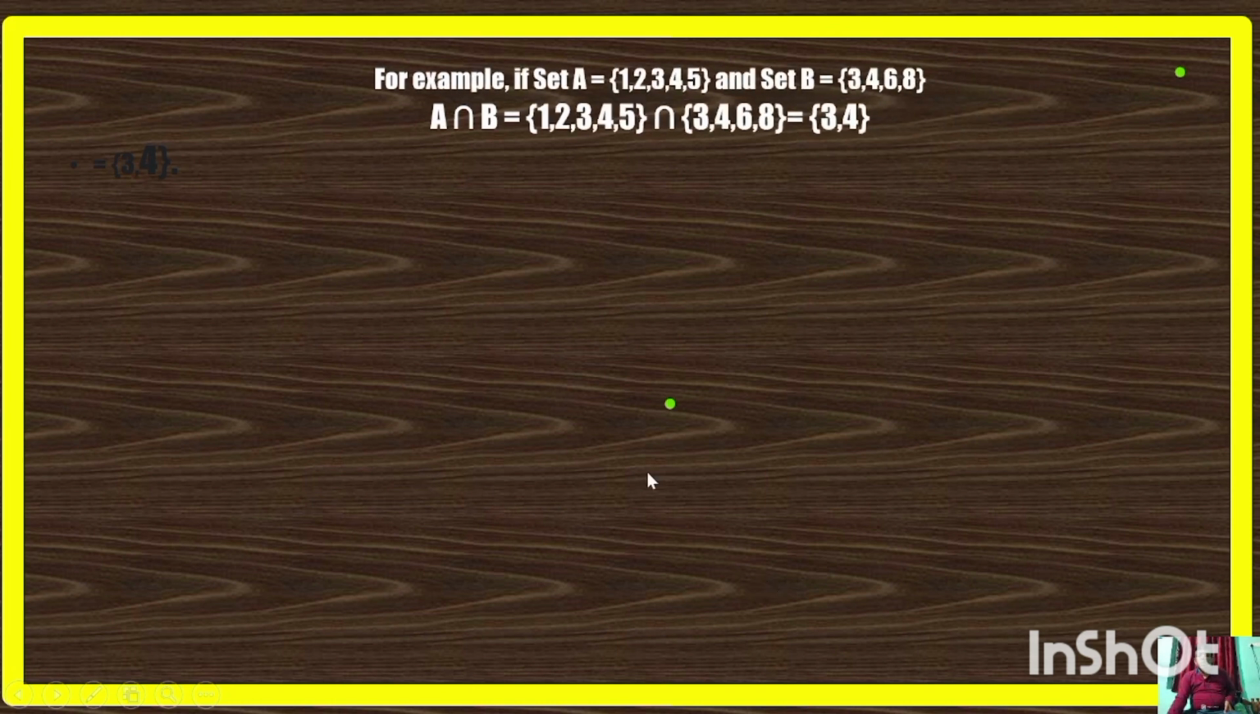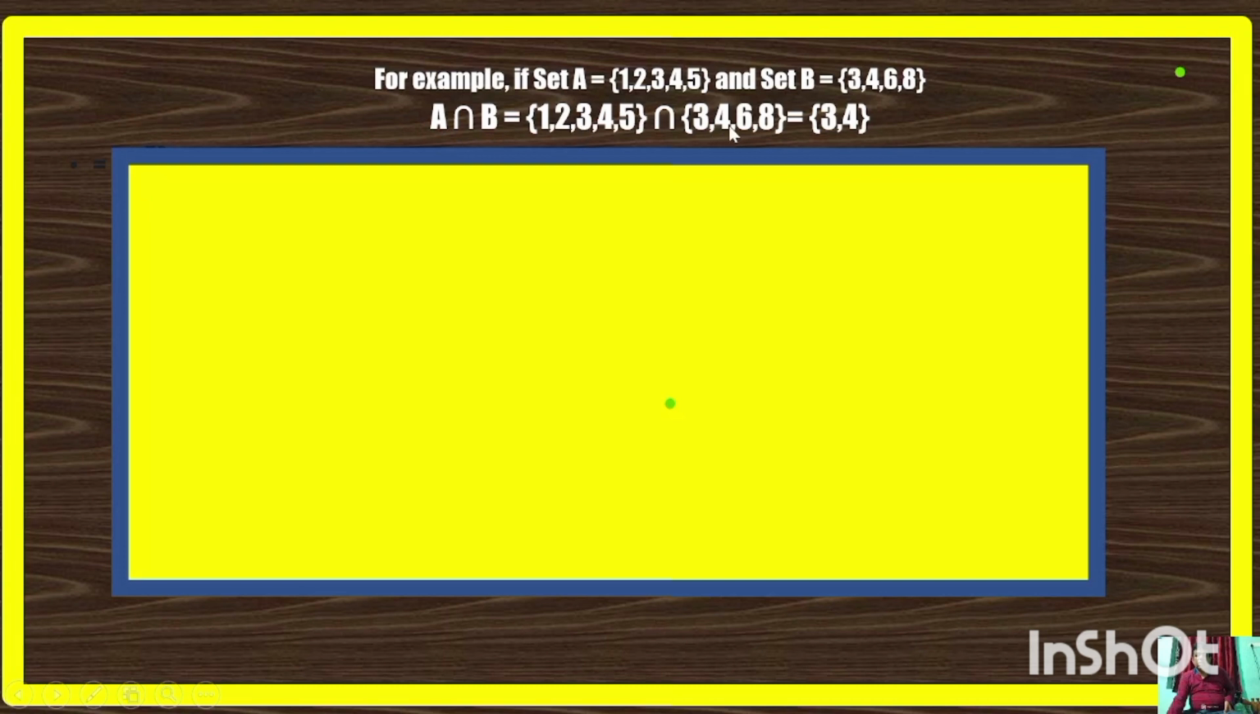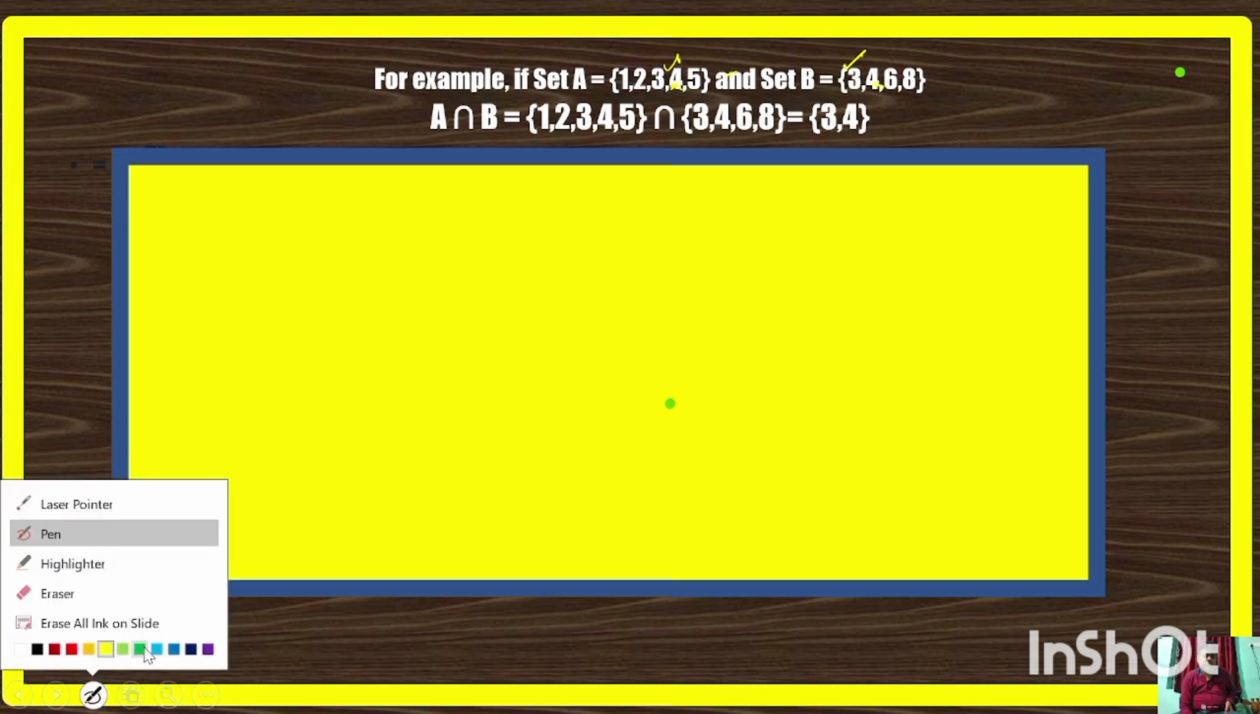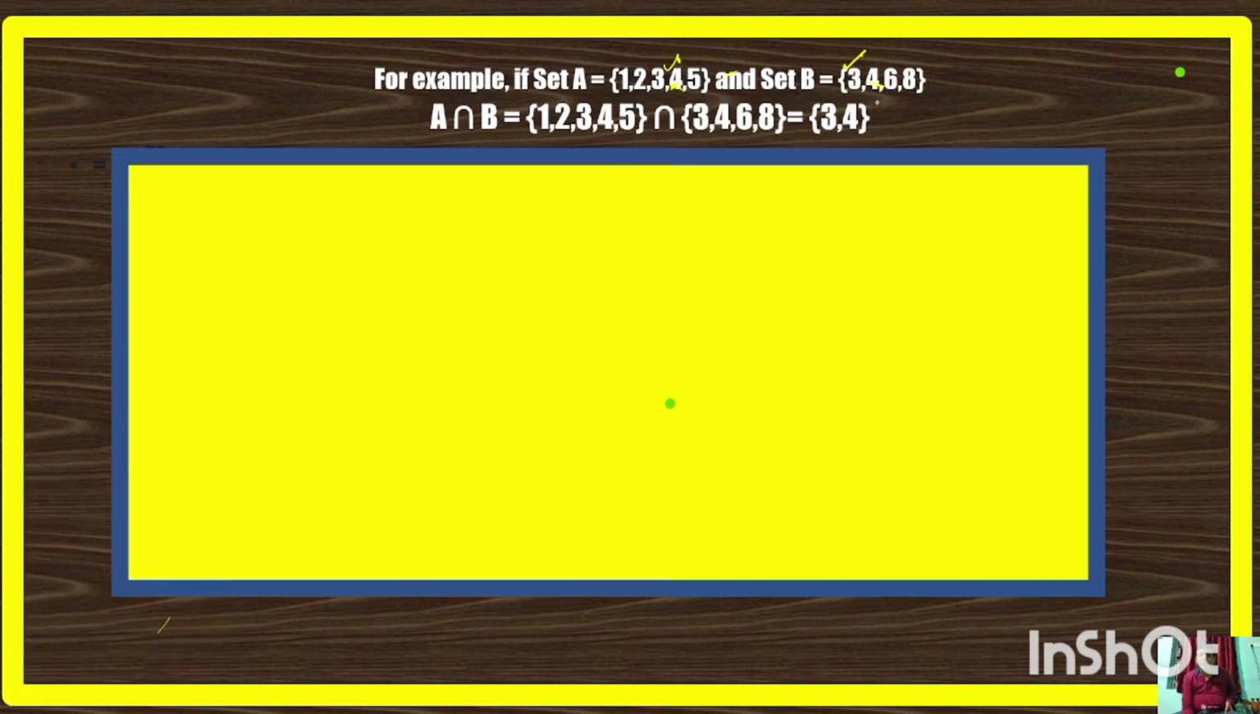We can use an example also. Let's say set A is 1, 2, 3, 4, 5 and set B is 3, 4, 6, 8. Here, look at the intersection: 3 is present in both sets, and 4 is also a common element. Understand? So 3, 4 are the common elements present in sets A and B. So this is the resulting set A intersection B. What are the common elements of sets A and B?